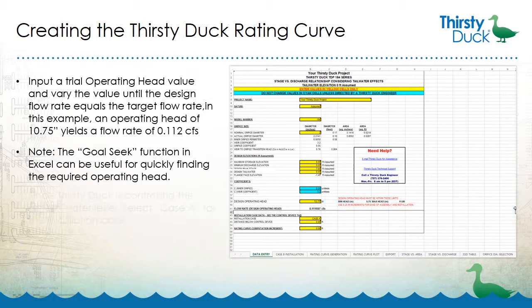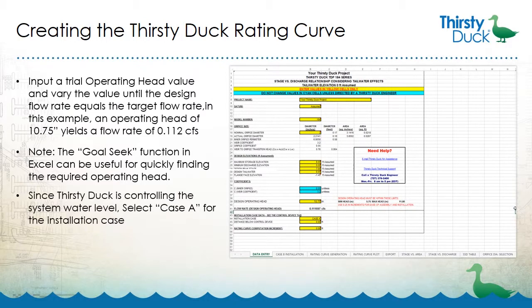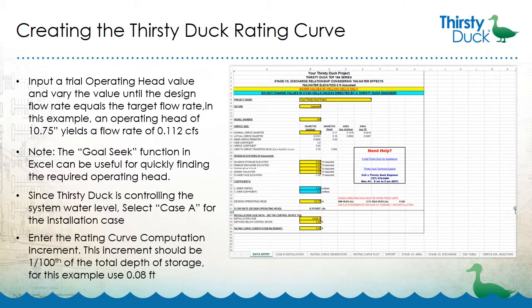Since Thirsty Duck is controlling the system water level, this is a Case A installation. If you are not familiar with the difference between Case A and Case B installations, please see our short tutorial on the hydraulic principles behind the TDP series floating outlet and skimmer. Finally, enter the rating curve computation increment. The increment should be set at 1/100th of the total depth of storage, 0.08 foot for this example.